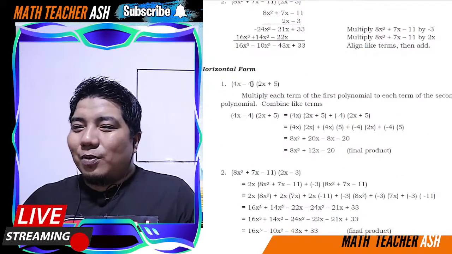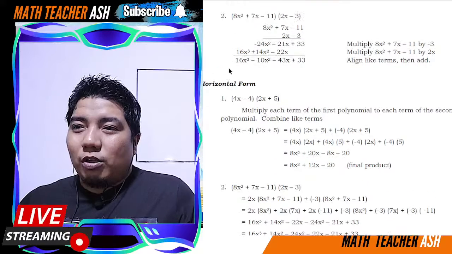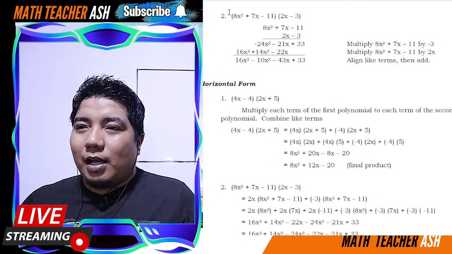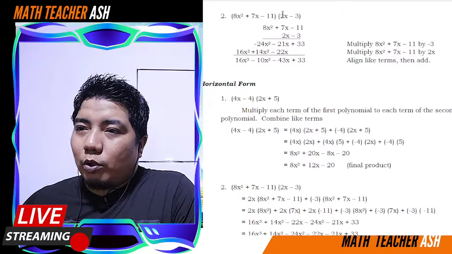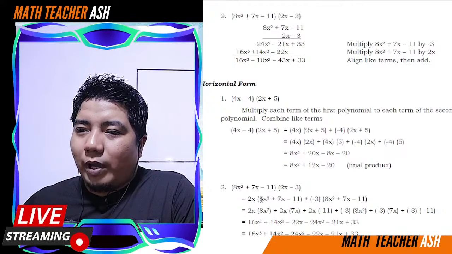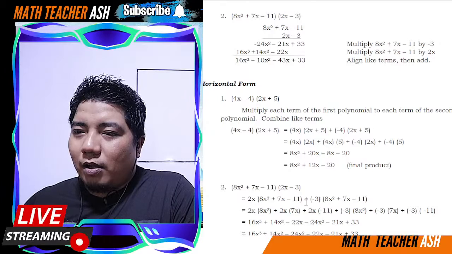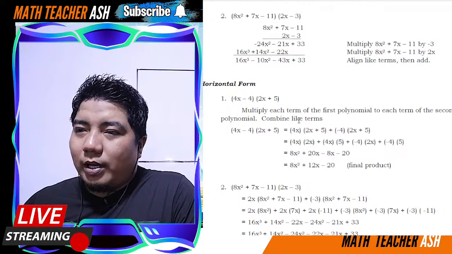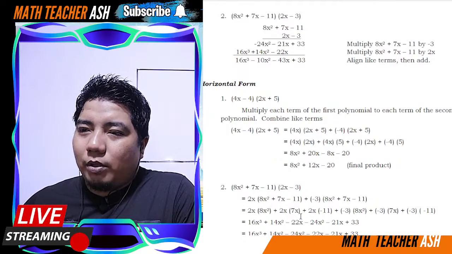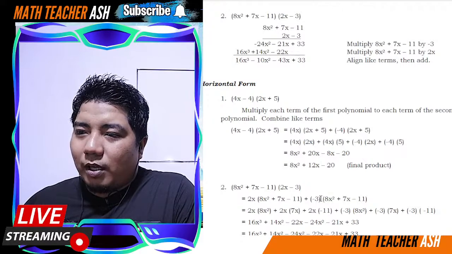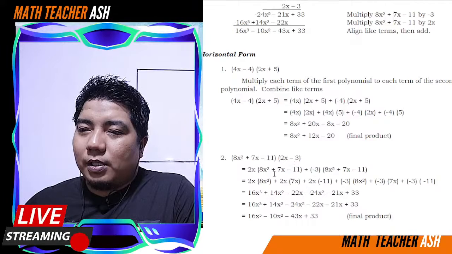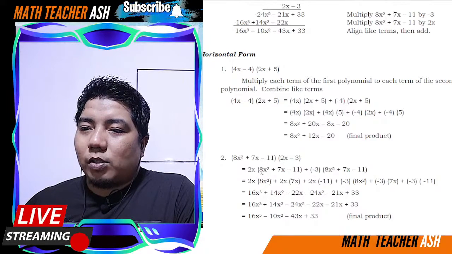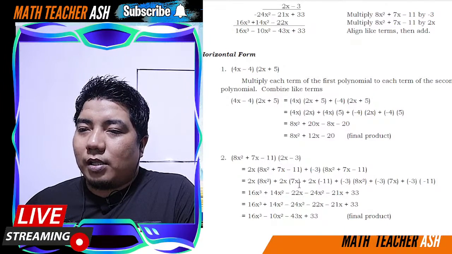Okay. So, now, how about if it is horizontal? My dear math learners, what you will do is the same, you still distribute. So, you distribute 2x to the group, 8x squared, 7x, and negative 11, and then negative 3 distributed to the group as well. After that, you distribute them one by one. So, 2x times 8x squared, 2x times 7x, 2x times negative 11.